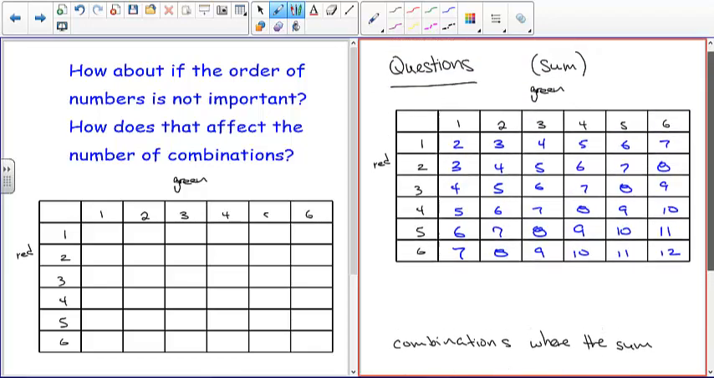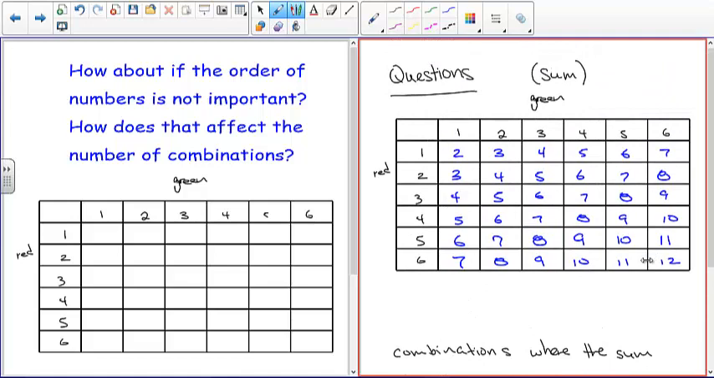You could ask the question, how many different sums are possible? And you'd say, well, the possible sums are 2, 3, 4, 5, 6, 7, 8, 9, 10, 11, 12, or 1, 2, 3, 4, 5, 6, 7, 8, 9, 10, 11. So there are 11 different sums that you can get. The most likely one is 7, and the least likely ones are 2 and 12.